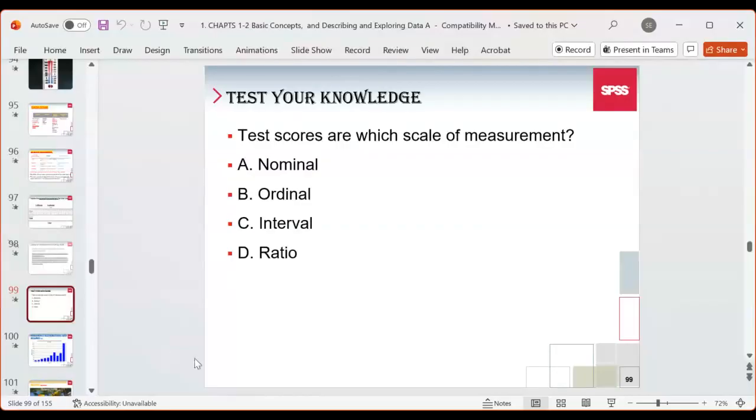Now here's a little quiz for you. Test scores are which scale of measurement?